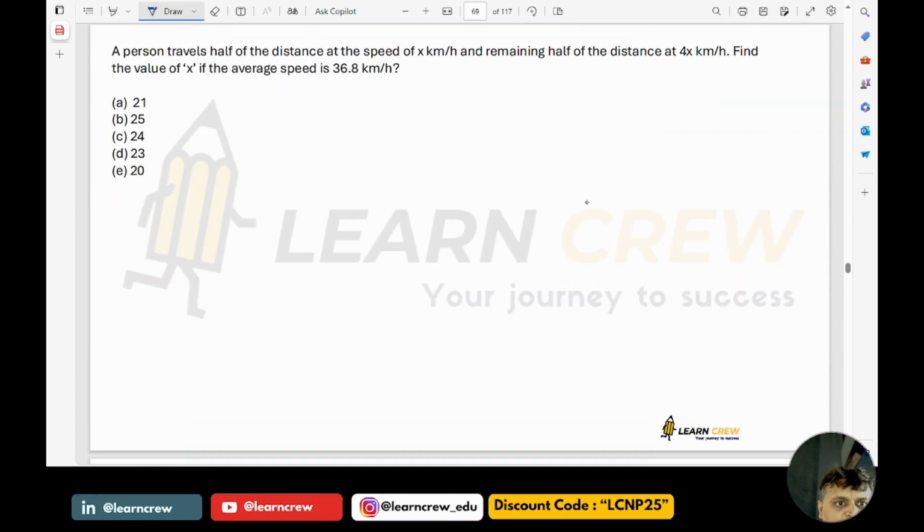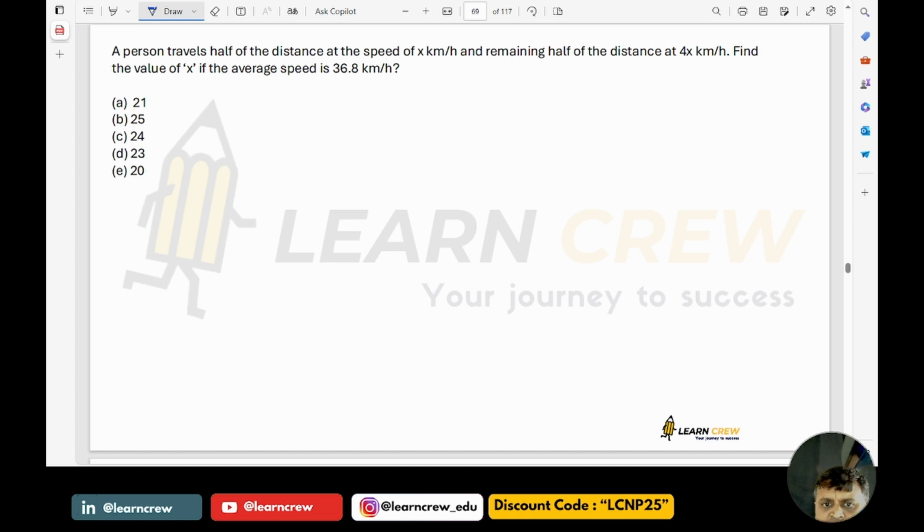Next, a person travels half of the distance at the speed of x km per hour and the remaining half of the distance at 4x km per hour. Find the value of x if the average speed is 36.8 km per hour. So the total distance, so already it is given.